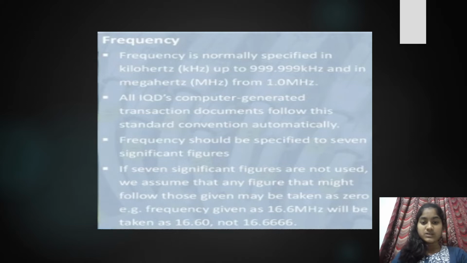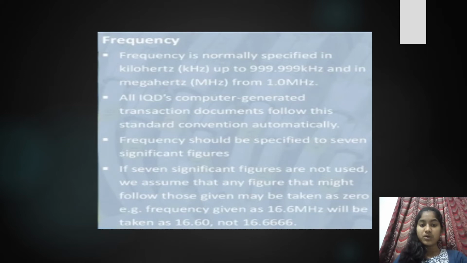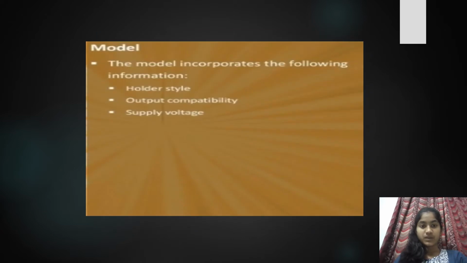Frequency should be specified to 7 significant figures. If 7 significant figures are not used, we assume that any figure that might follow those given may be taken as 0. Example, frequency given as 16.6 MHz will be taken as 16.60, not 16.6666.